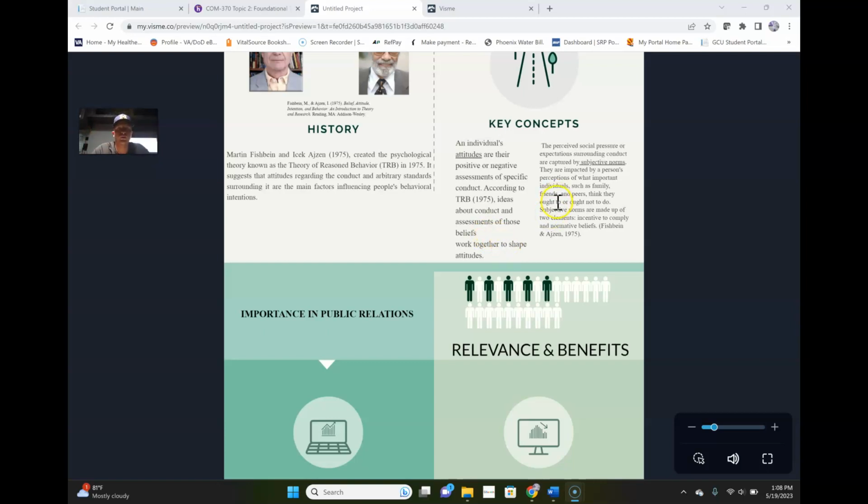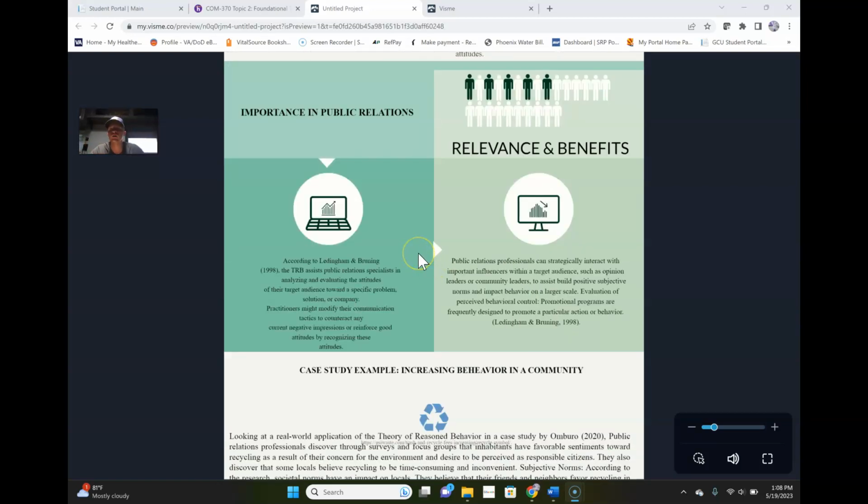Subjective norms are impacted by a person's perception of what's important to individuals such as family, friends, and peers, and what they think they ought to or ought not to do. Subjective norms are made up of two elements: incentive to comply and normative beliefs. How is this important to public relations?